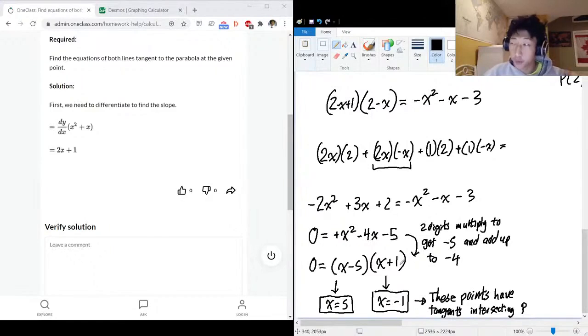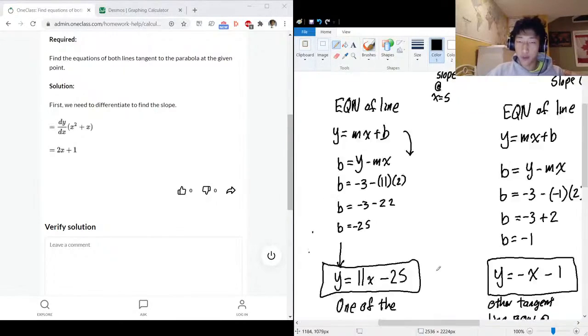We could have used the quadratic formula. It's perfectly valid to use the quadratic formula, but sometimes you get nice numbers like this, like -5 and -4. So we know that we multiply x plus 1 and x minus 5. That will give us this. Try it out. I bet you'll get it. That tells us that the points of interest that give us tangent lines that intersect with point P, 2, -3, those tangent lines occur at x equals 5, x equals -1.